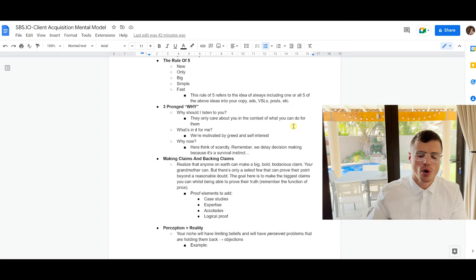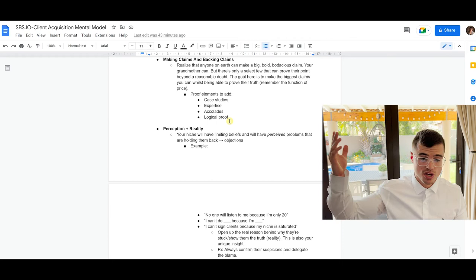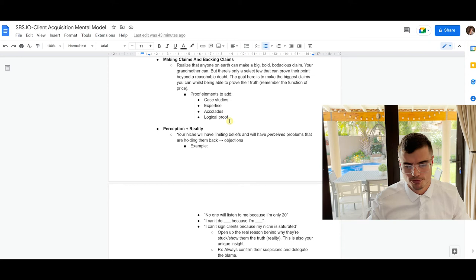So why we're motivated is specifically because we're motivated by greed and self-interest. How can this help me? How can this help me survive? How can this help me get a better girlfriend? So here, think in terms of scarcity. So remember, we are delaying the decision-making because of the survival instinct, right? People will wait 17 moon cycles. They know they can afford it. They know you can help them, but they will wait 17 moon cycles before they initially pull the trigger, right? If your sales process is a little bit wiggled.